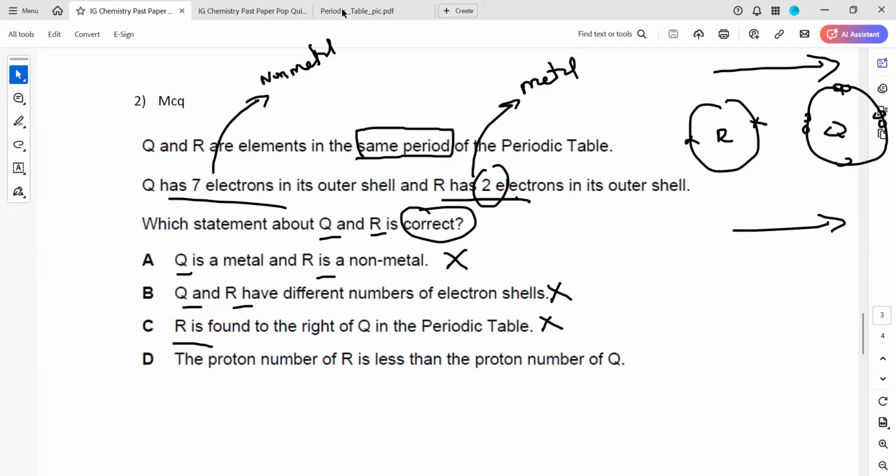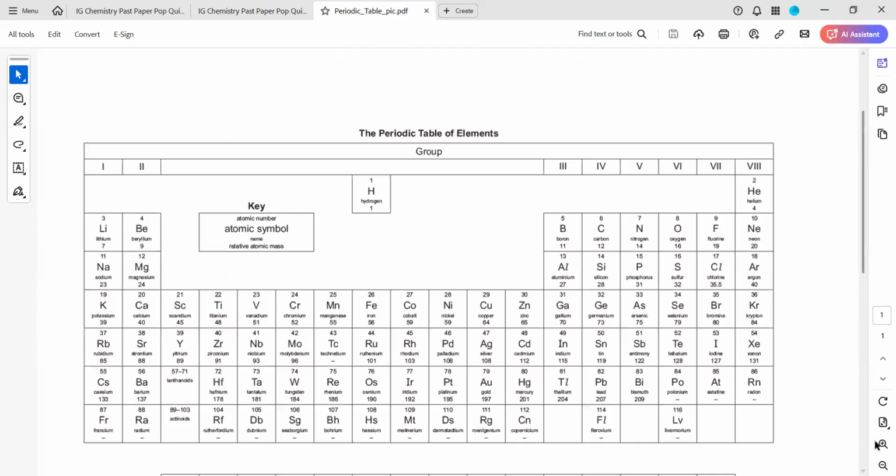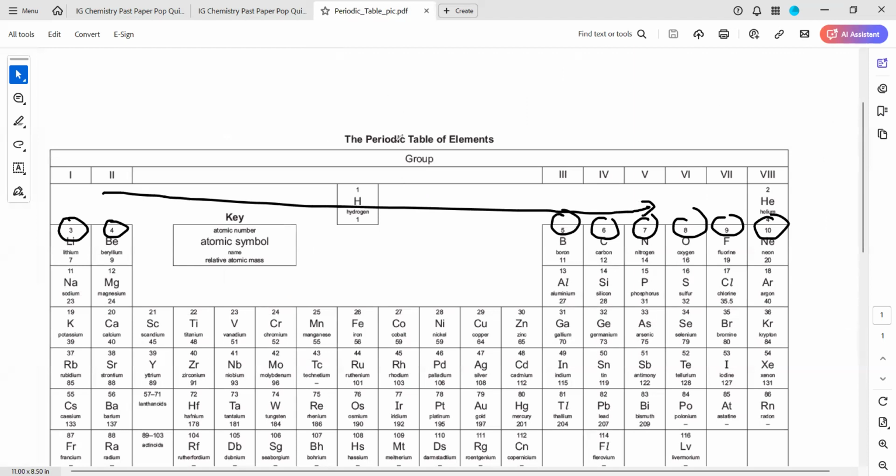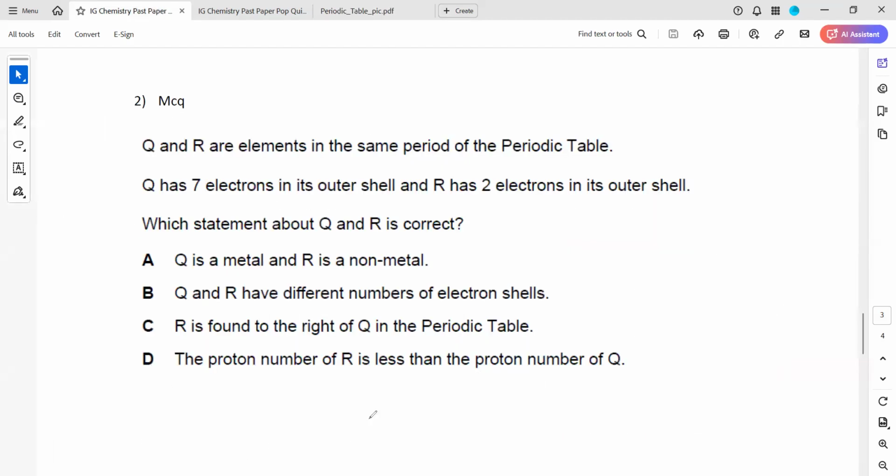You can see here, when we have elements in the same period, the proton number is increasing. Lithium is 3, beryllium is 4, boron is 5, carbon is 6, nitrogen 7, oxygen 8, fluorine 9, neon 10. So in the same period, when we move across, the proton number increases. R is on this side and Q is on this side, so R has fewer protons than Q, because R is on the left-hand side and they are in the same period. So what is the right answer? The proton number of R is less than the proton number of Q.